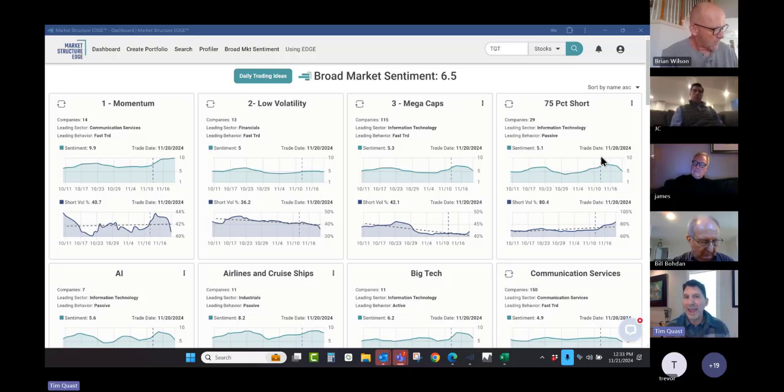Market Structure Edge is a quantitative data platform. It's predicated on market structure. It's a jargon term, but it's the rules, mechanics, and behaviors of money behind price and volume. It's how the stock market works, and it's very mathematical.